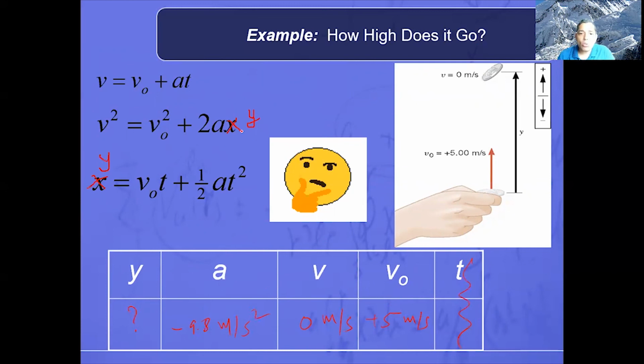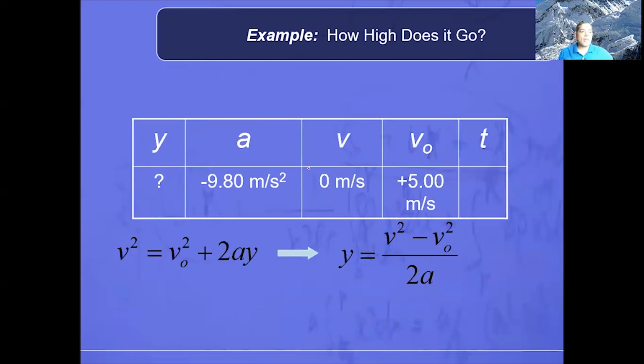Now, we have 3 formulas. Out of these 3, exclude the one which has t, because that's useless, right? We know that. This is useless, this is useless. That's why we need to use this one. Remember, your x is y, okay? Now you figure out which formula to use. This is the formula you will be using, okay? Then let's do it. This is the formula you chose.